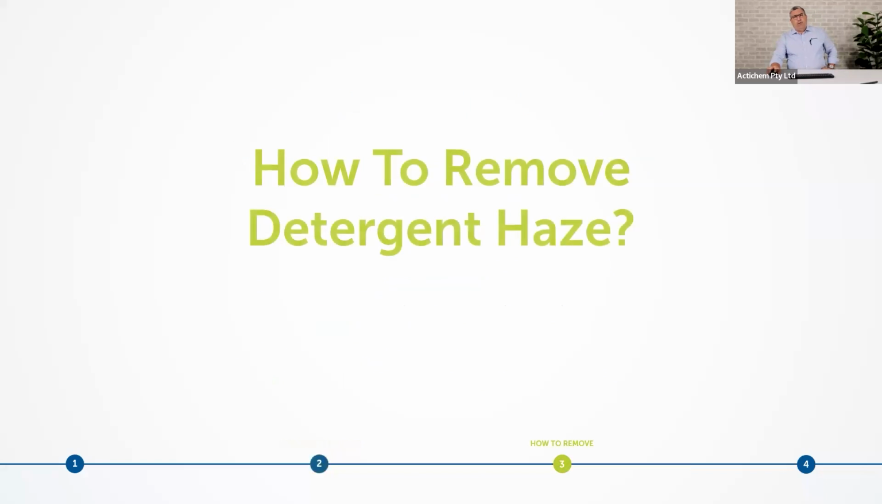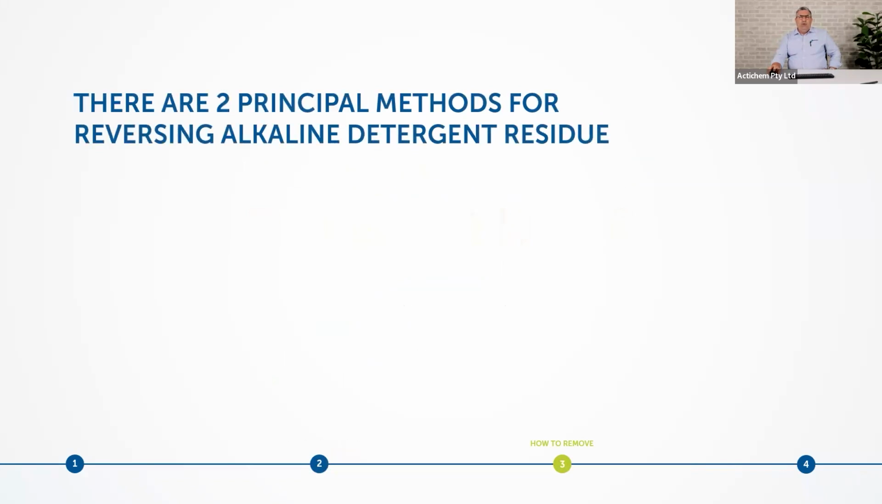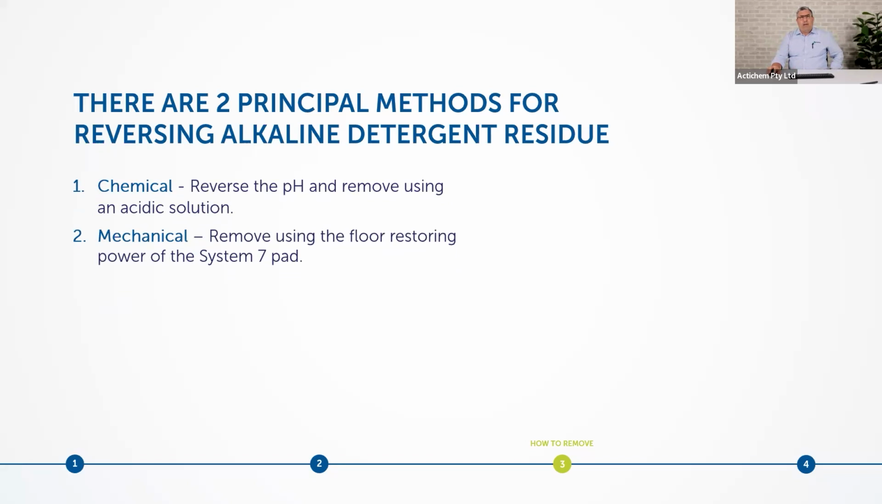So moving forward as to how we can remove that detergent haze, there are two principal methods to successfully reverse that alkaline detergent residue. The first being chemical, to reverse the pH. So remember, the pH of that alkaline detergent residue is alkaline, so we can remove it typically successfully with an acidic solution. Secondly is mechanical, and removing using the floor restoring power of the System 7 pad. An amazing pad to be able to achieve this. So that is a mechanical way.